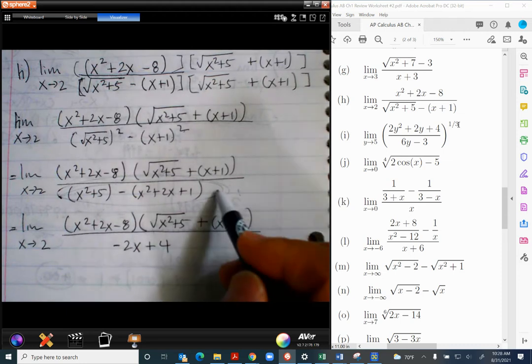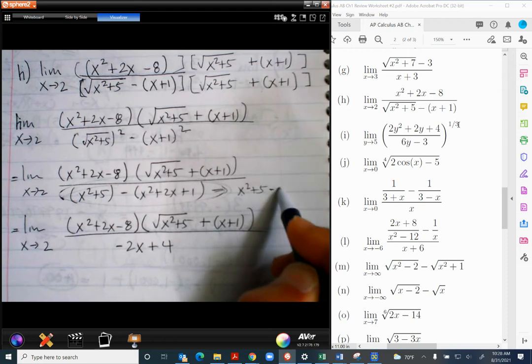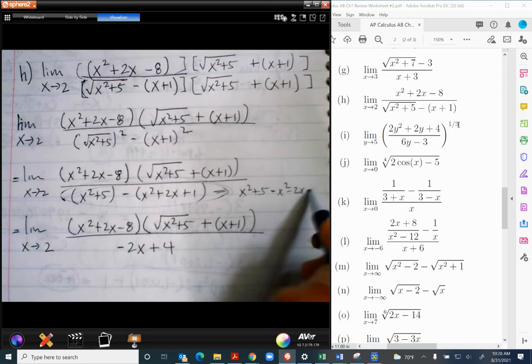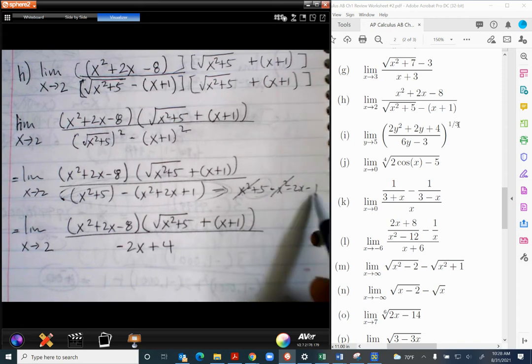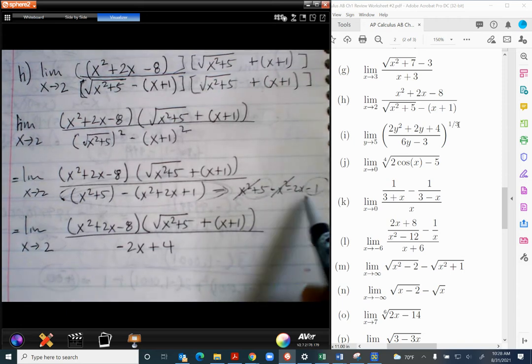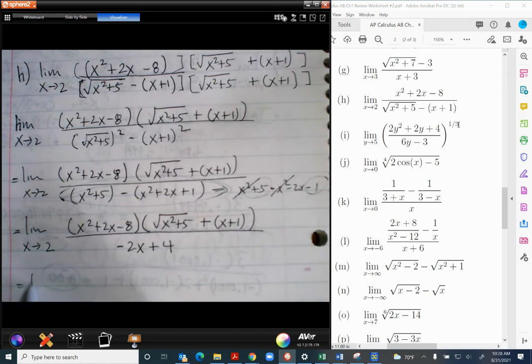Do you guys see it? Like this is x squared plus 5 minus x squared minus 2x minus 1. Negative x squared and positive x squared goes away. Positive 5 and negative 1 gives you 4. So negative 2x plus 4. So he's saying I need to factor. But not only we need to factor this, I need to factor something else.